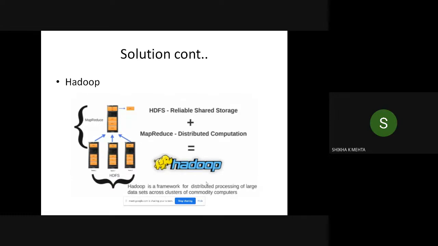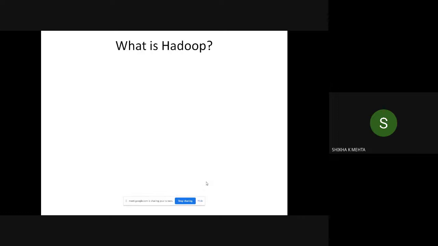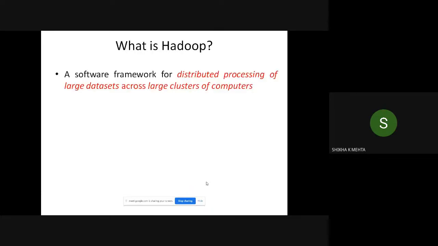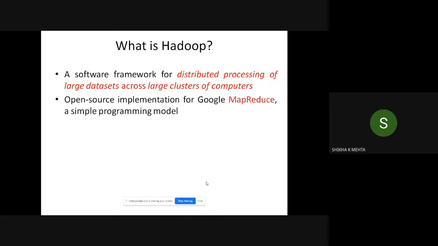Commodity computers are the simple computers that we are talking about, and each computer over here is called a node. When all these nodes are connected together, we call it a cluster, right? So how to define Hadoop? It's basically a software framework which is used for distributed processing of large data sets across large clusters of computers. And so what is Hadoop?